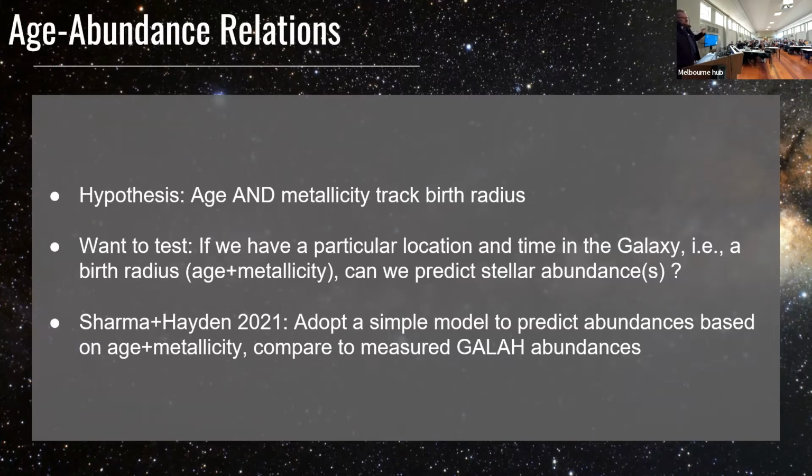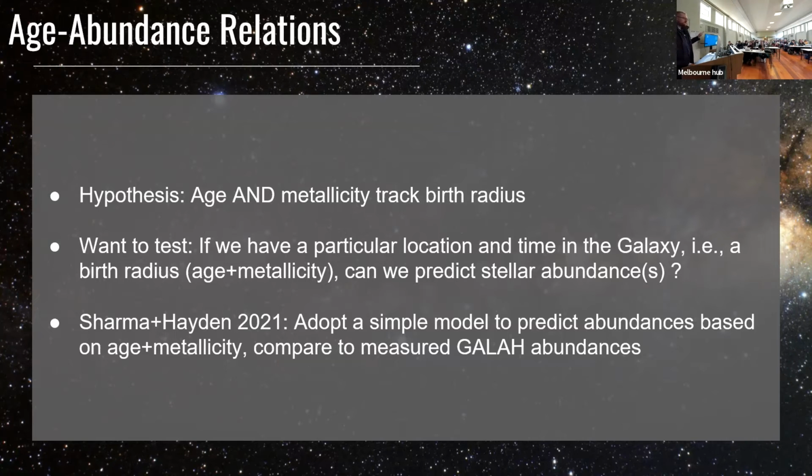And so we just went one step further. Instead of saying, okay, what if we have an additional thing besides just age? What if we have age and the metallicity of the star? Can we learn anything more? And so the idea here is that the age and metallicity together give you the birth radius. So if you think about that, we know that the metallicity gradient has been in place in the Milky Way, and we know that it's been changing with time. So if you know a specific point in time and you know the metallicity, that corresponds directly to a specific radius in the disk at that time.